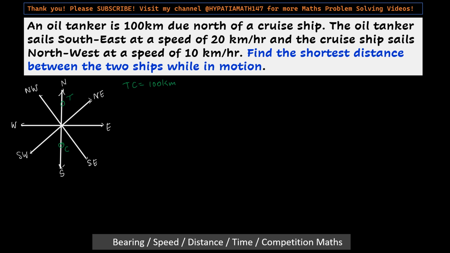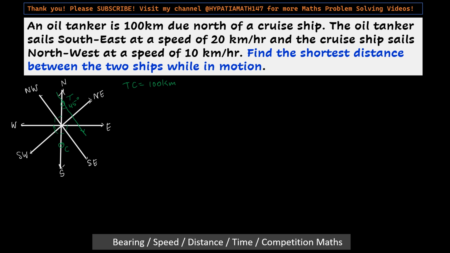The next thing is, what happens when they start to move? Now they are moving, let's look at the oil tanker first. It sails southeast. So southeast obviously means that it is going to go in a direction that is parallel to the southeast line. So this is southeast, and the thing we know is that all of these angles are 45 degrees, right? And this angle, therefore, the angle it makes with the north line, is going to be 45 degrees.